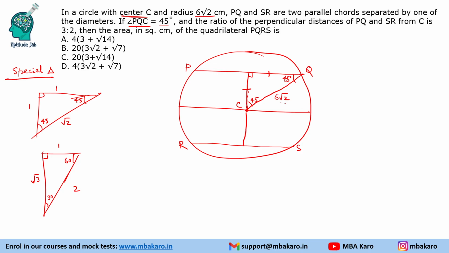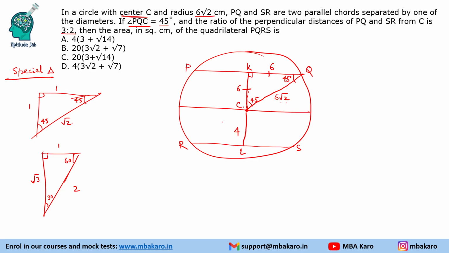Now this is 6√2, so it is √2 times of 6. So this side length is 6. This side length is 6, and this will also be C2. Let us say this point is K, or whatever you want to put it. Now let us come to the part of the question that says the ratio of the perpendicular distances of PQ and SR from C is 3 ratio 2. Now C to K is 6, so C to L will be 4.